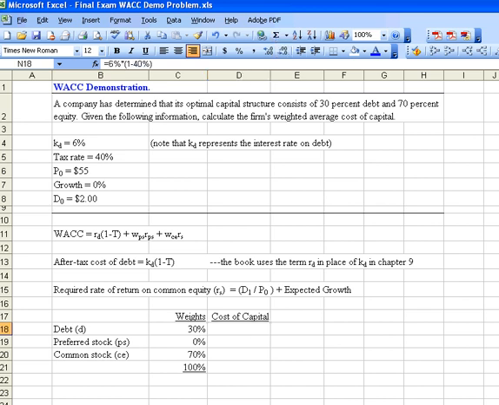Now, in the case of debt, we know that the formula we need to use is equal to 6% times 1 minus the tax rate, which is 40%. Okay, I'm going to highlight that and sort of show it up here in the formula bar. As you can see, it's the 6% interest rate on the debt times 1 minus the tax rate. Preferred stock, 0, it's not applicable.